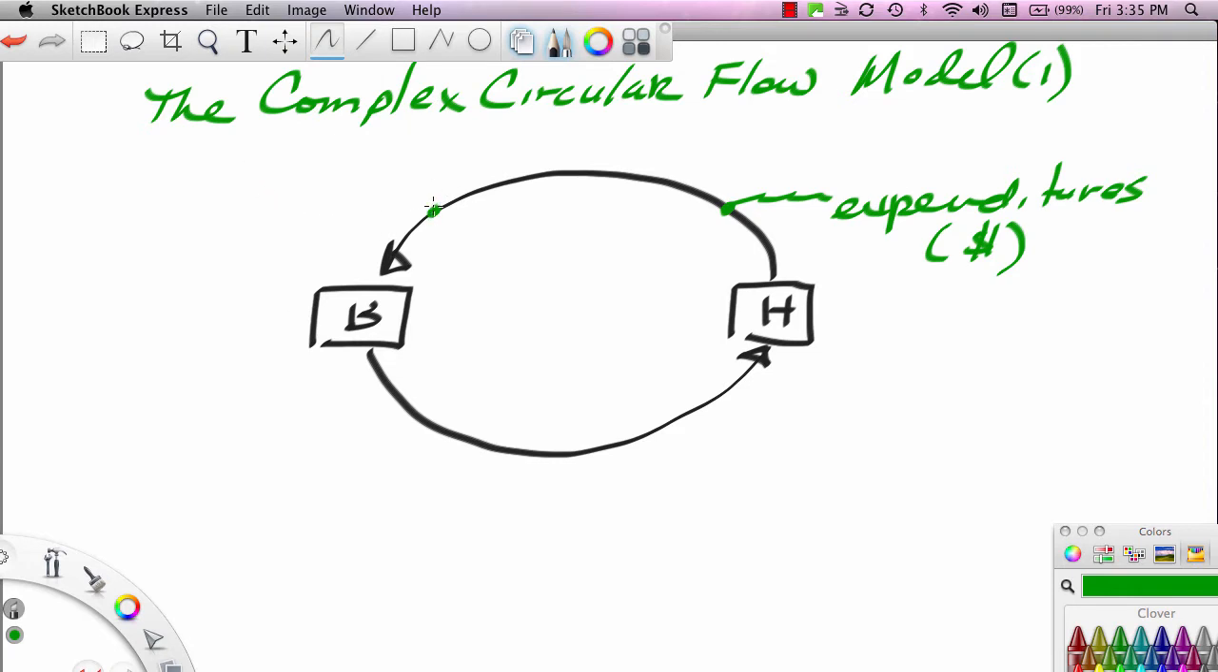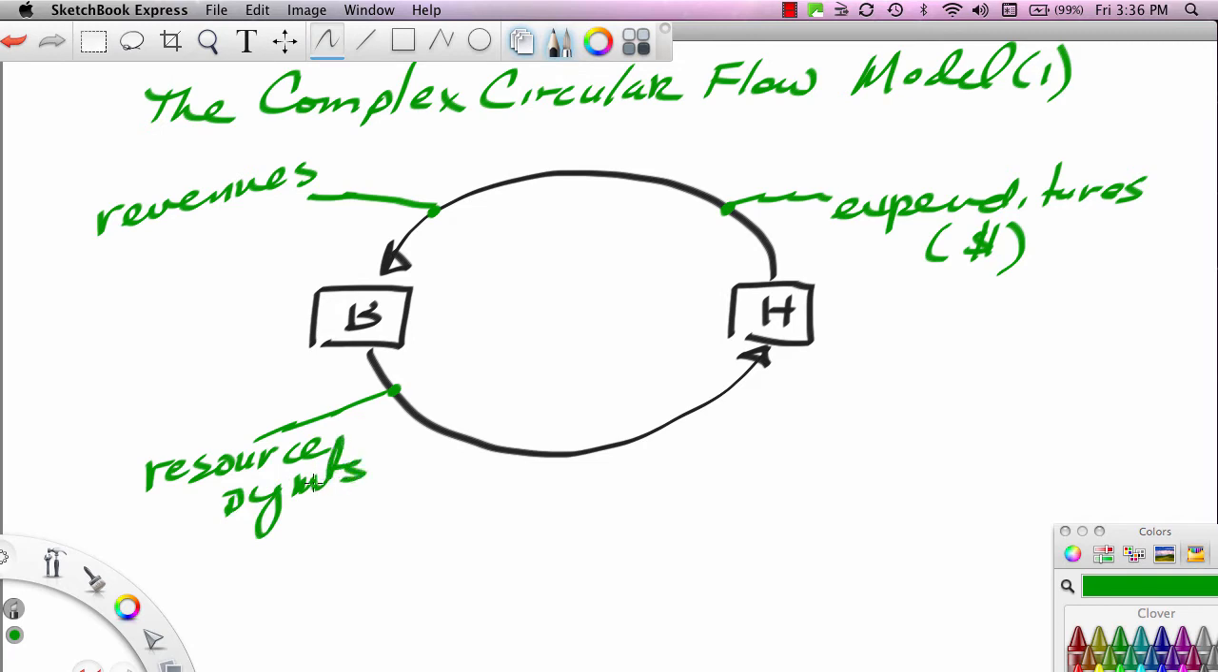They're no longer called expenditures over here. They're called revenues. So businesses call those funds that flow in revenues. And then businesses take those revenues and they make what? They make resource payments. They pay for the resources that they need to produce goods and services.